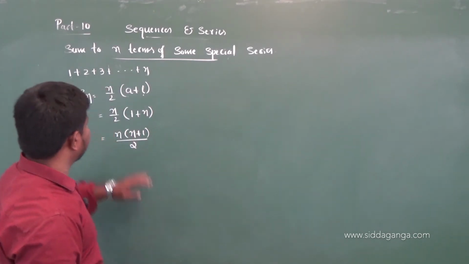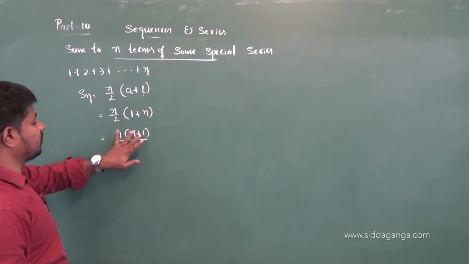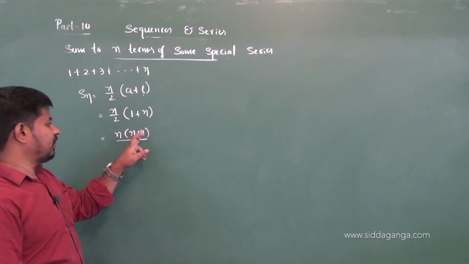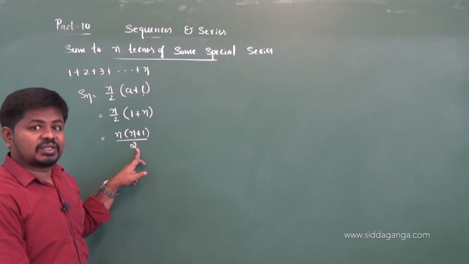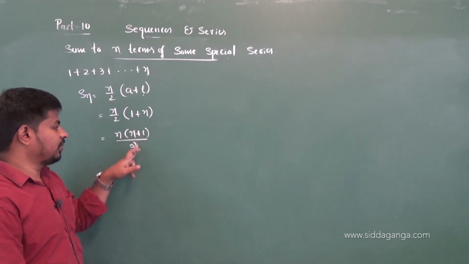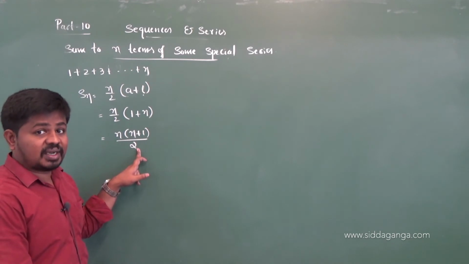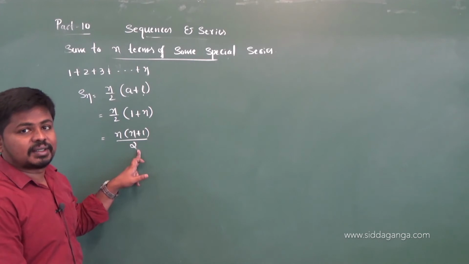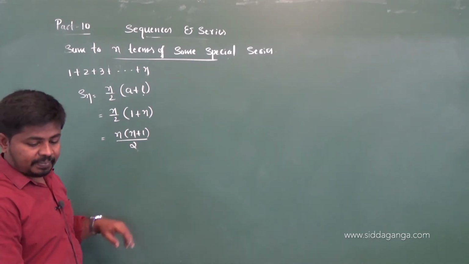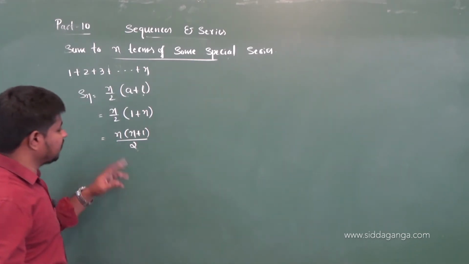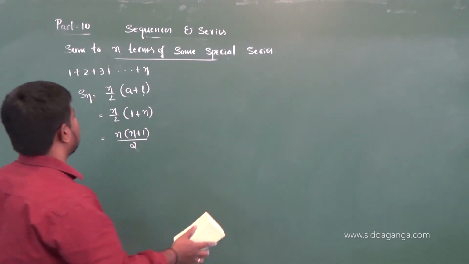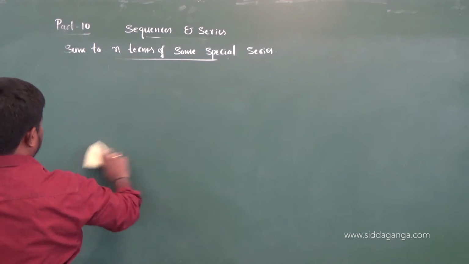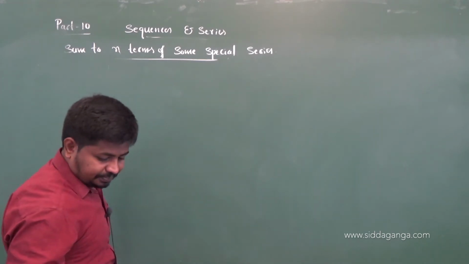For example, sum of first 4 natural numbers: 4 into 4 plus 1 by 2. Sum of first 5 natural numbers: 5 into 5 plus 1 by 2. Sum of first 10 natural numbers: 10 into 10 plus 1 by 2. Sum of first 100 natural numbers: 100 into 101 by 2 gives the answer. So remember this, n into n plus 1 by 2 is the sum of first n natural numbers, right?